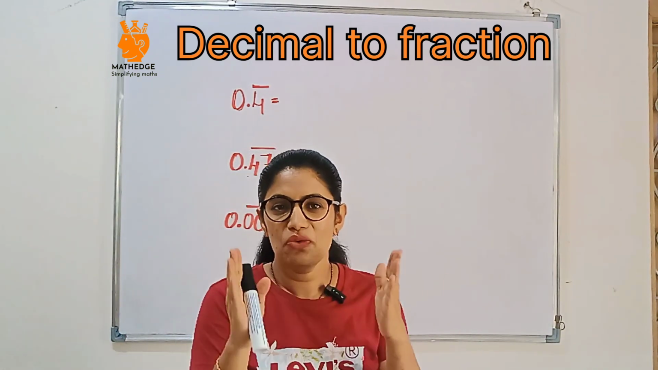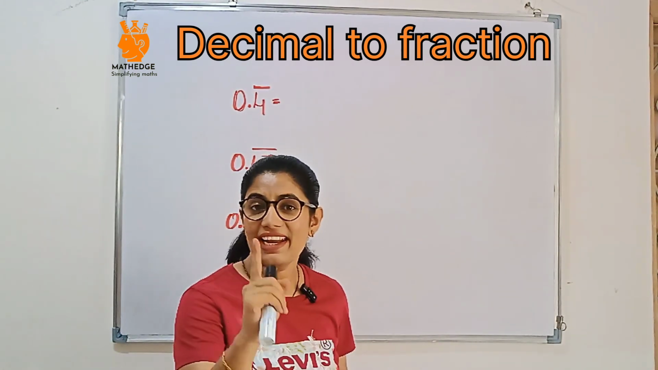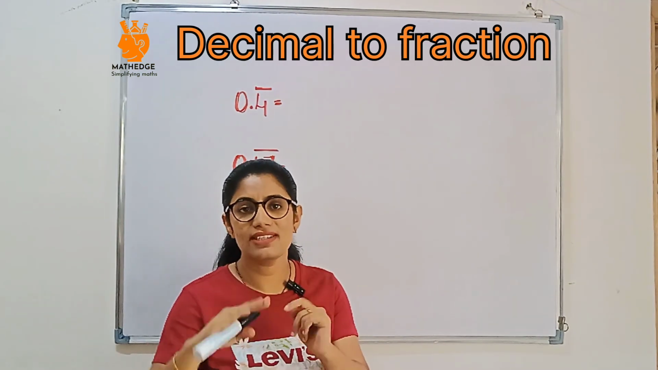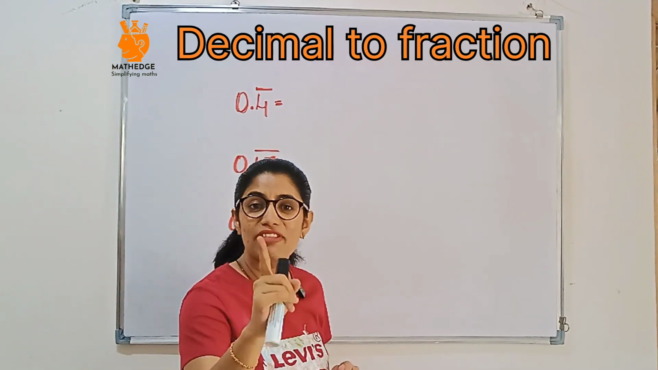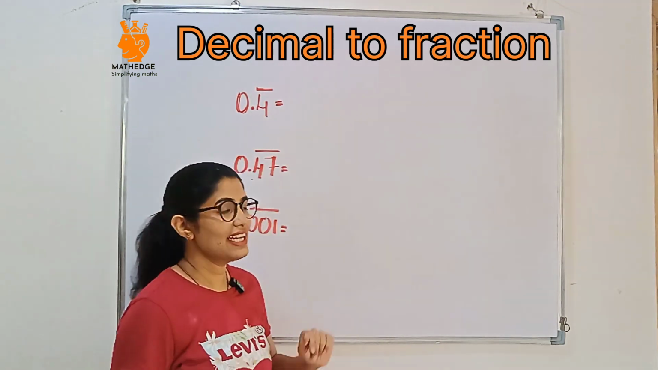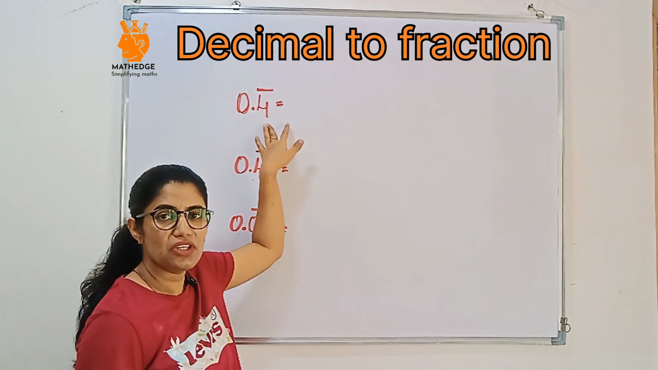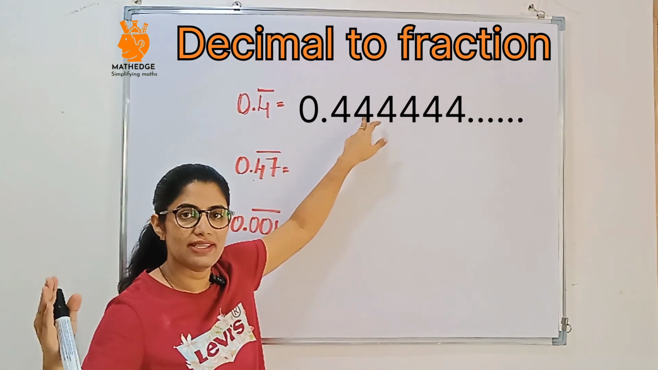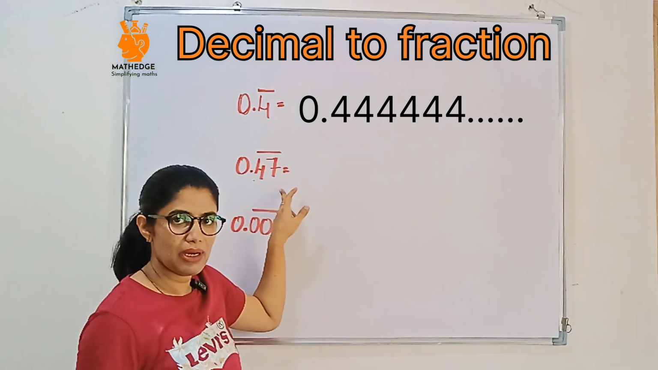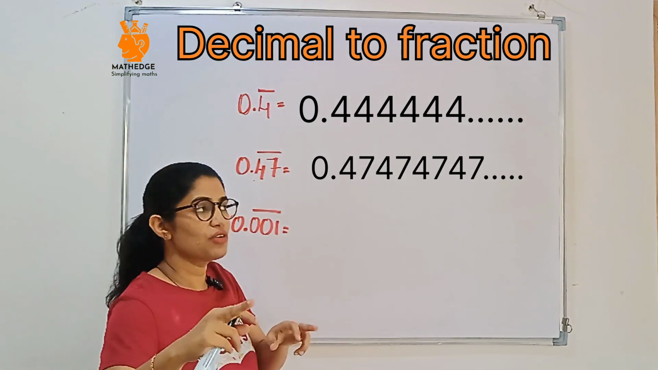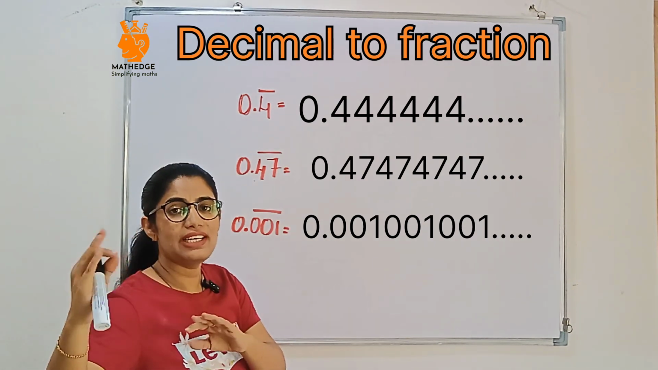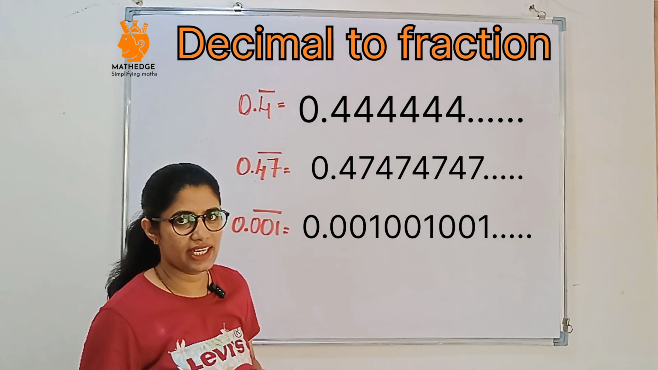Before going to the trick, first we should know what a recurring decimal is. A recurring decimal is one digit or a group of digits that repeats after the decimal point. So that we call recurring decimals. Let us take an example. 0.4 bar, this we will write as 0.444, meaning the number 4 repeats. Here 0.47 bar is 0.474747 and so on. 0.001 bar is 0.001001 and so on. So that is a recurring decimal.